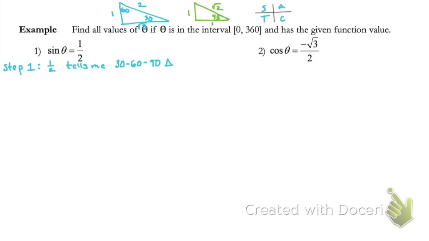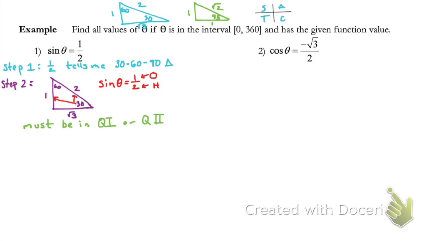So I'm going to draw out that triangle. And there we go. And I know that I am using 1 and 2, opposite over hypotenuse. So opposite, and I need to get 1, should be 30 degrees. And 2 is the hypotenuse, so it has to be across from 30. I know that my sine value is positive, so that tells me I should be in either quadrant 1 or quadrant 2.